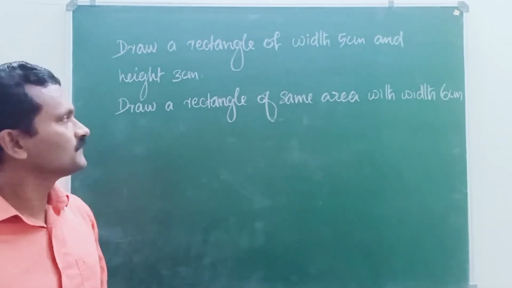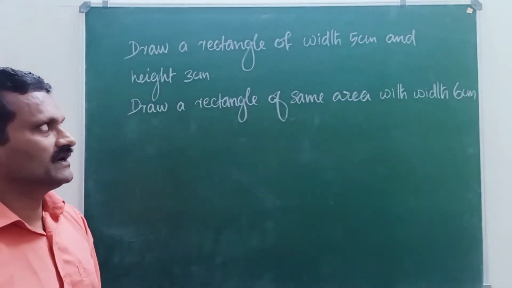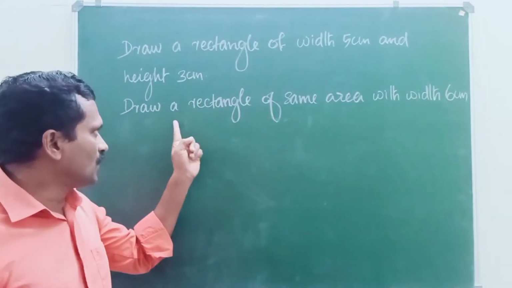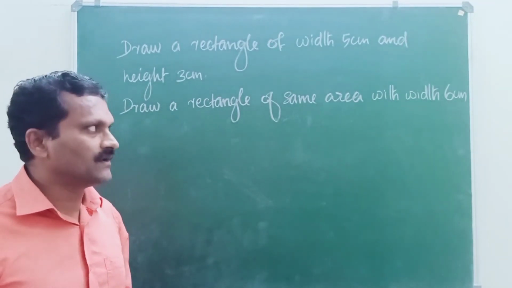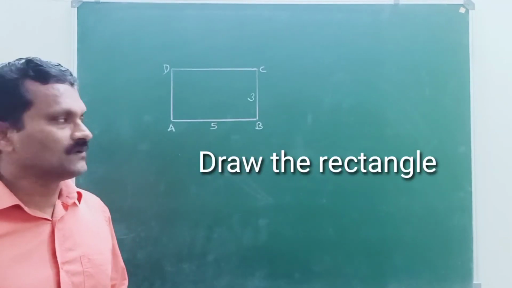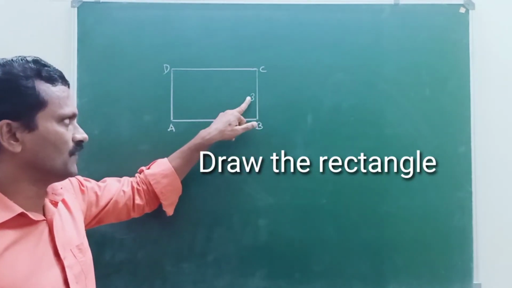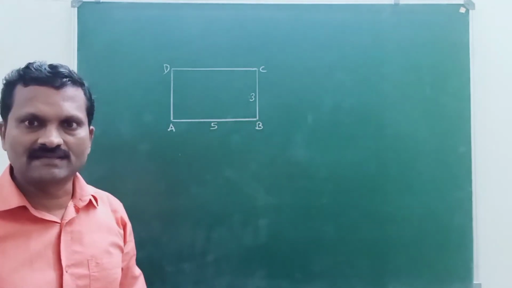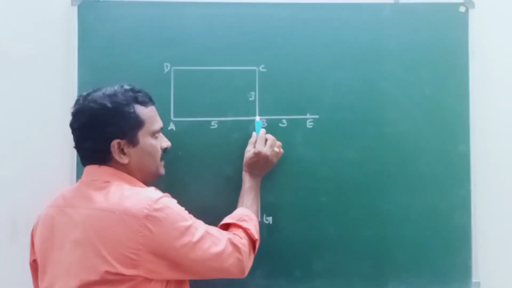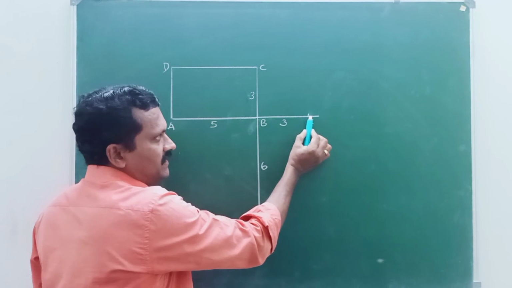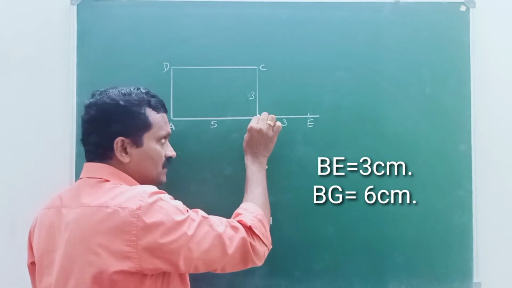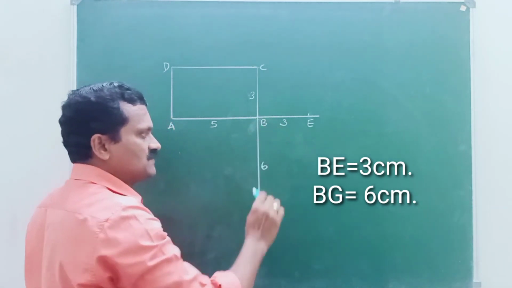Next question. Draw a rectangle of width 5 cm and height 3 cm. Draw a rectangle of the same area with width 6 cm. First we draw rectangle ABCD of length 5 cm and width 3 cm. Then extend AB through B such that BE equals 3 cm, and BC through B such that BG equals 6 cm.